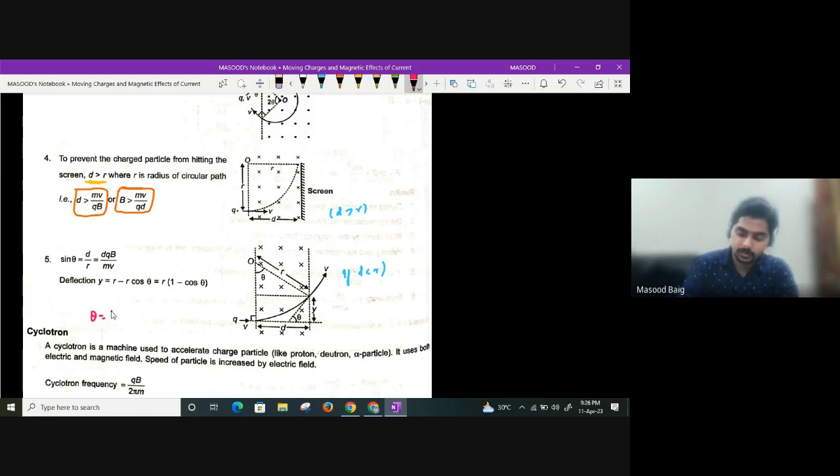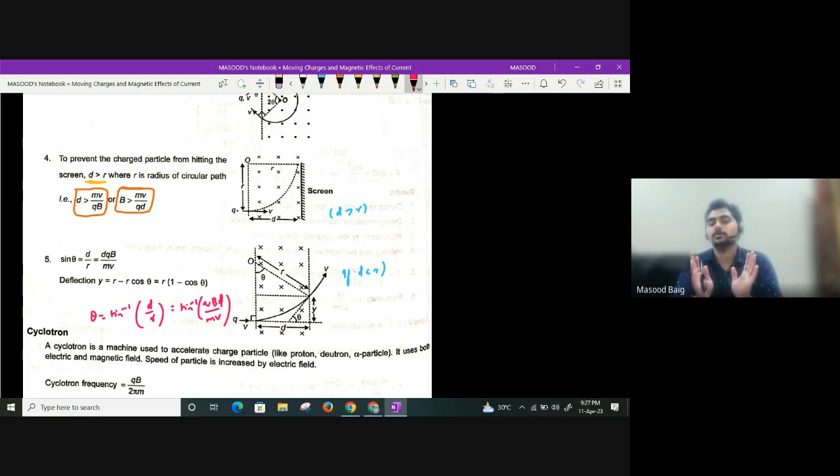So in this situation, please remember the deviation formula, beta. The deviation value will be given as sine inverse d divided by r. R, you know, it is mv divided by qB. So you'll get it as sine inverse of qBd divided by mv. Is that clear? So whenever the width of the magnetic field is not sufficient to complete a semicircle, then it will undergo some deviation. That deviation is given as sine inverse of d by r or sine inverse of qBd divided by mv. Is that clear?